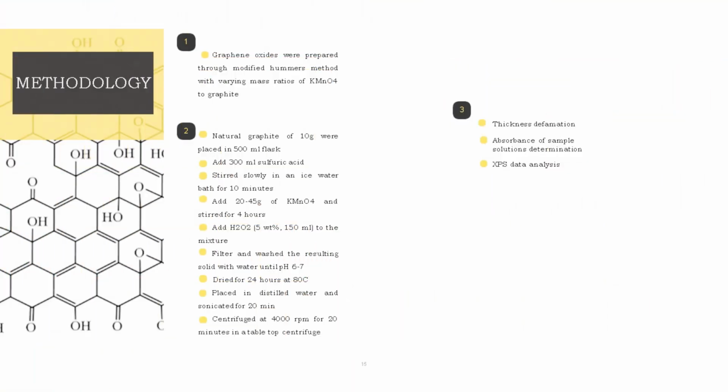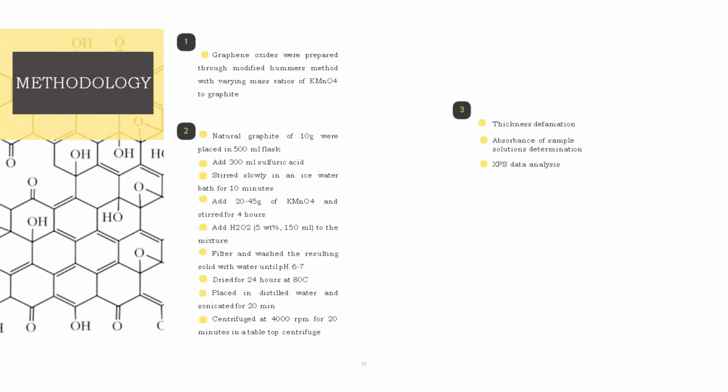Now let's proceed to the methodology of this study. First is the preparation of the raw materials, where graphene oxides were prepared through the modified Hummers method with varying mass ratios of KMnO4 to graphite. Second is the preparation of the samples. The preparation process was as follows.